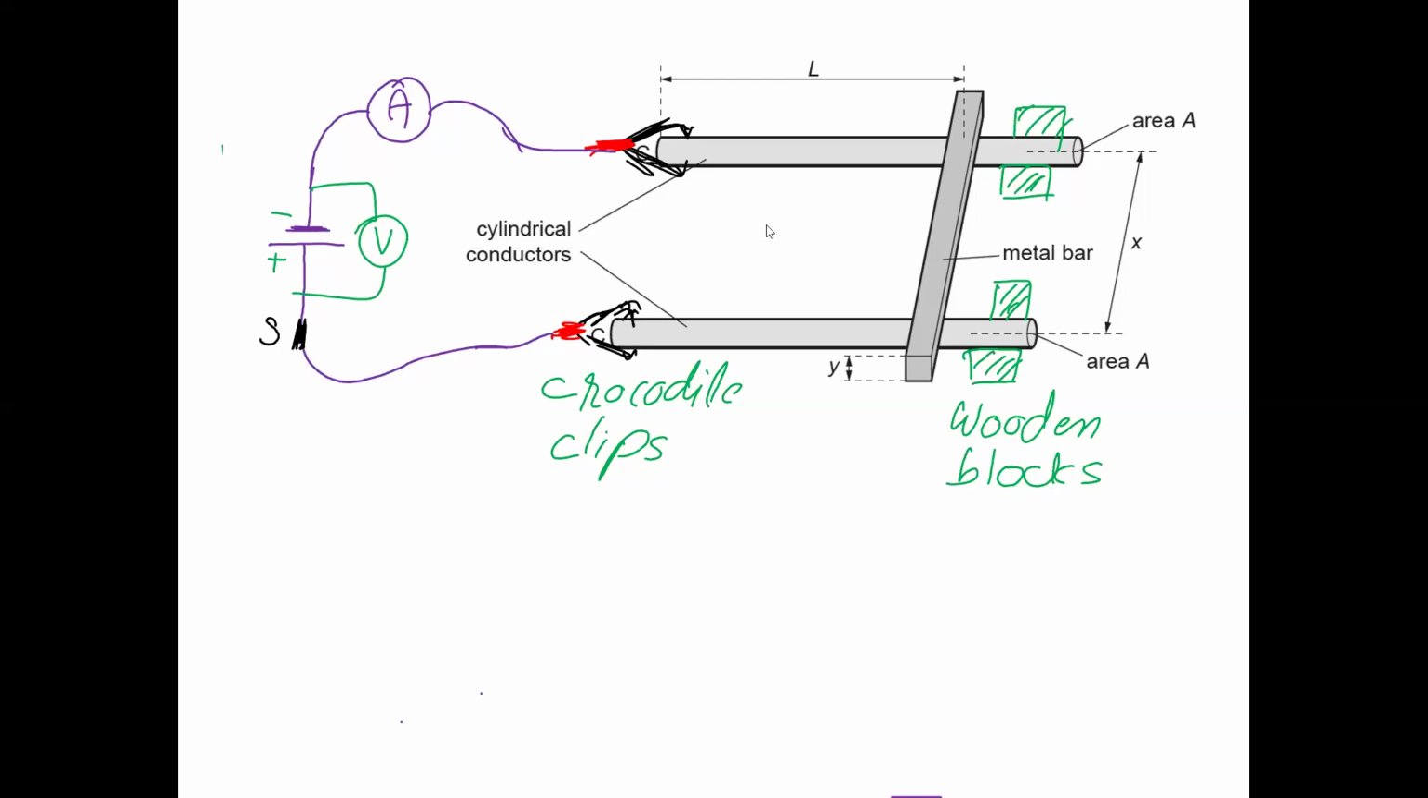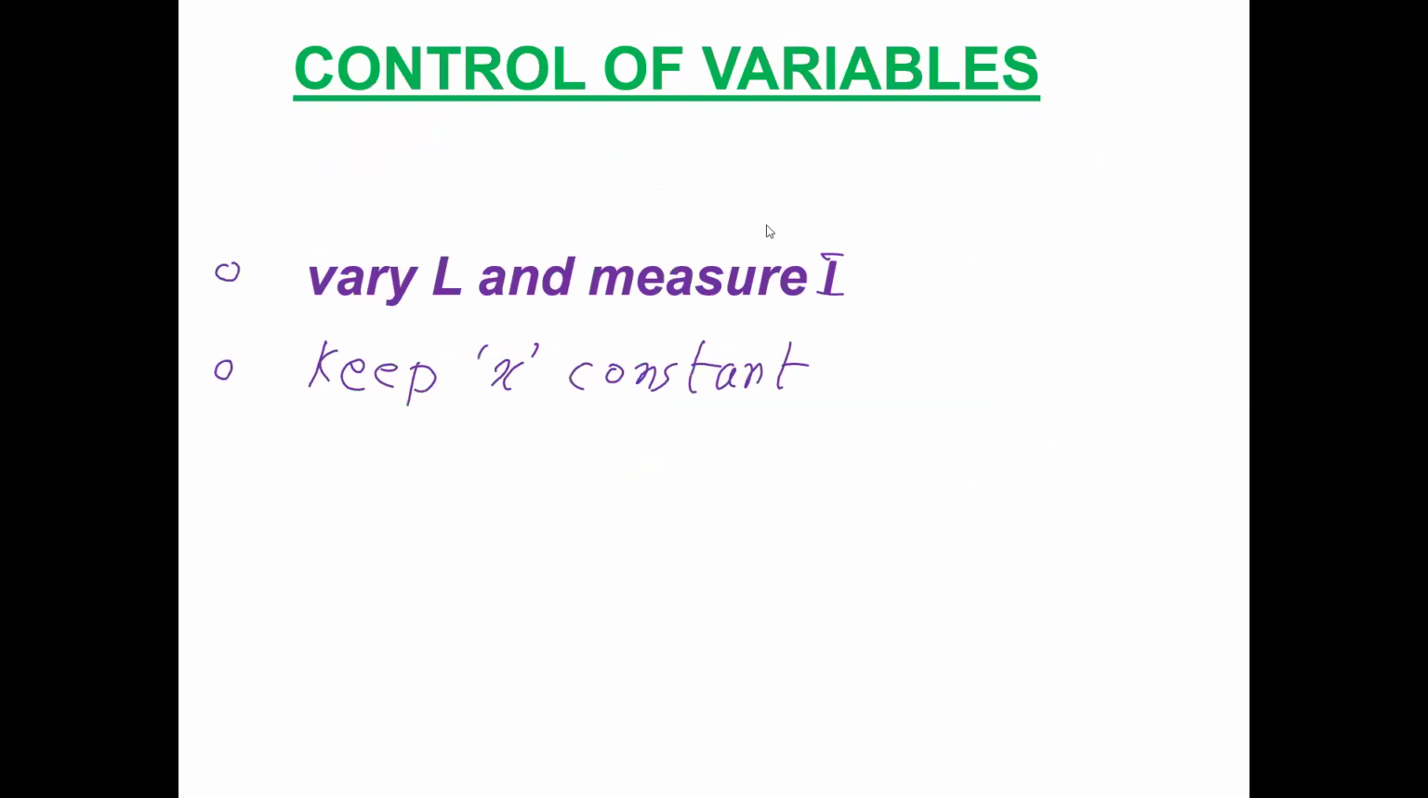Change the value of capital L by moving the square rod. Take a new length, repeat the procedure, take a new length again, repeat the procedure. In this way, take a number of readings and record them in a table. Now, control of variables. Vary capital L and measure I.